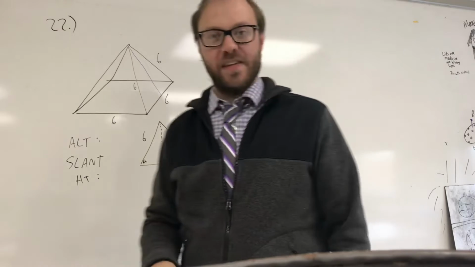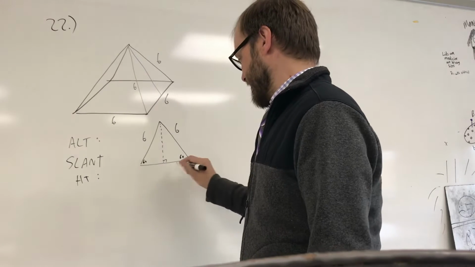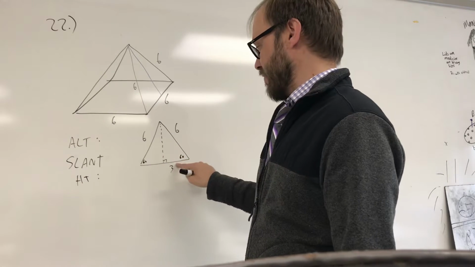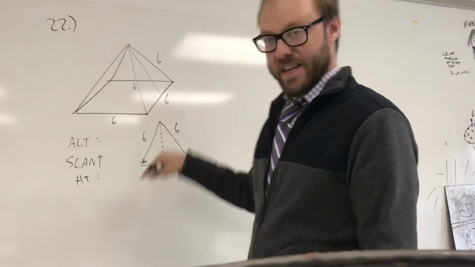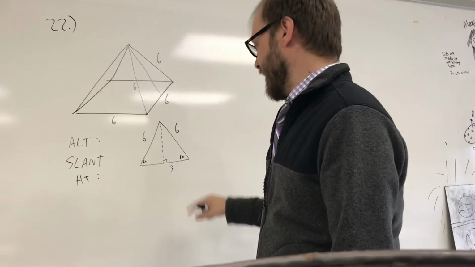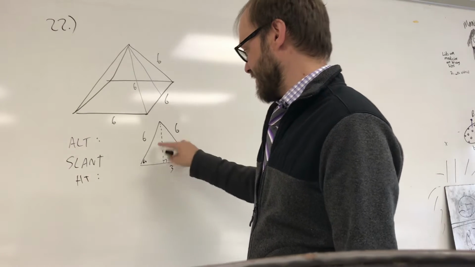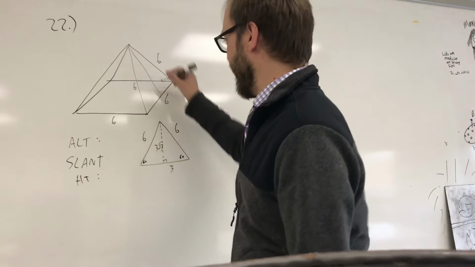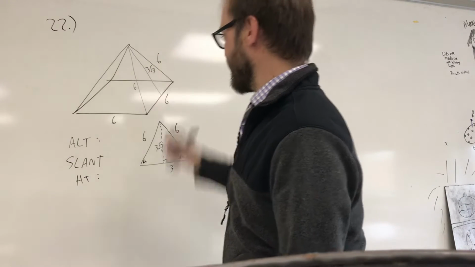It's going to make little 30, 60, 90 triangles. This side is 3. Remember, the short leg is half the length of the hypotenuse. We can see that because it's coming from an equilateral triangle. So it's 3, 6, and it's 3 radical 3. So we've got a 3 radical 3 on that side.